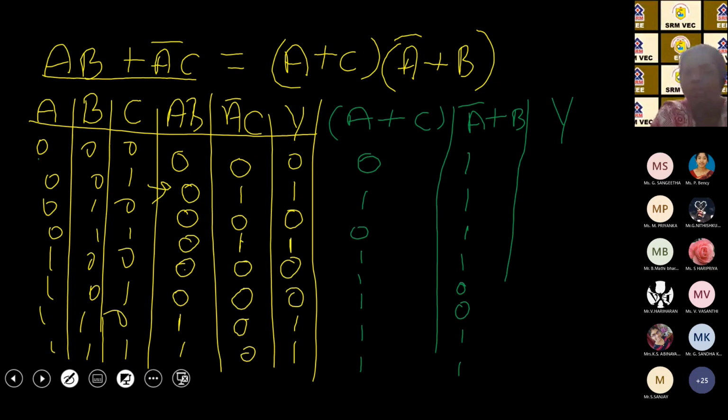Then what is Y? Multiplication. For the multiplication, what you have to do is 0 into 1, 0. 0 into 1, 0. 1 into 1, 1. 0 into 1, 0. 1, 0, 0, 1, 1. Okay. Students, can you tell me, are they same?